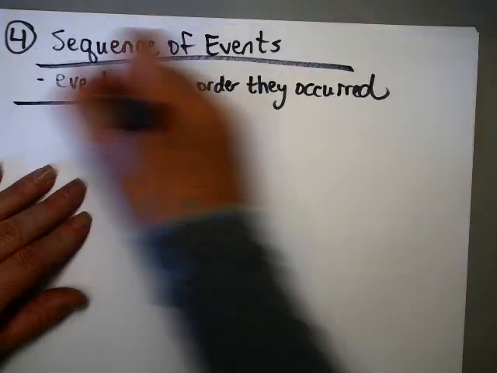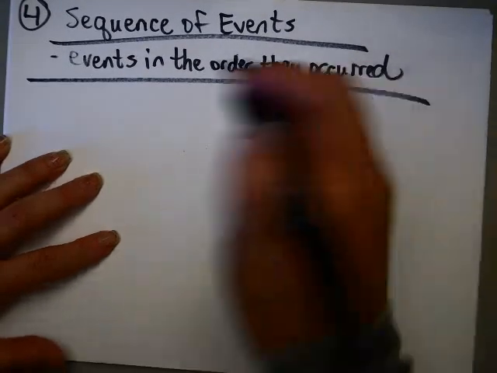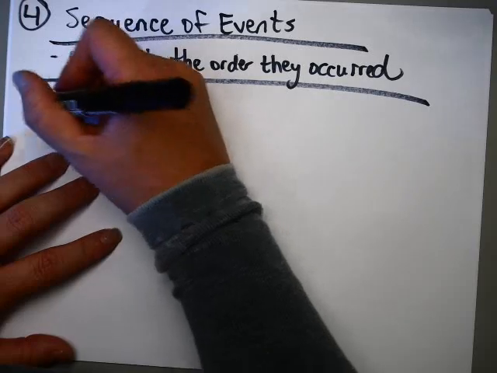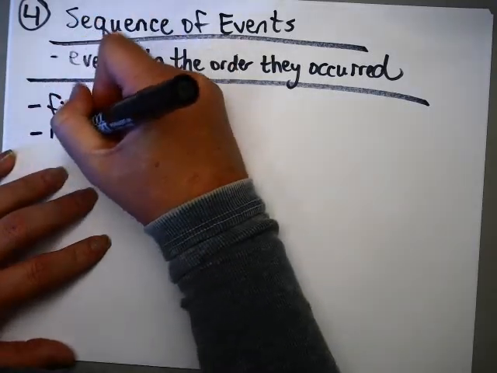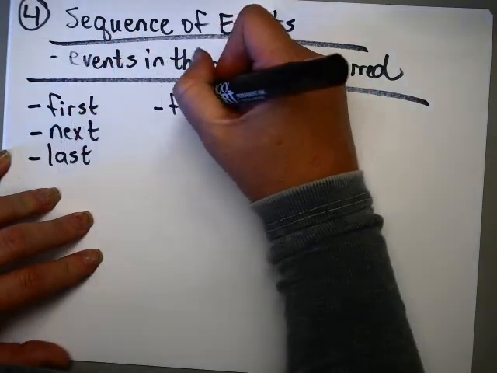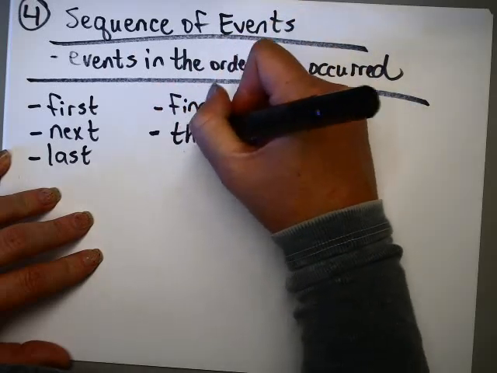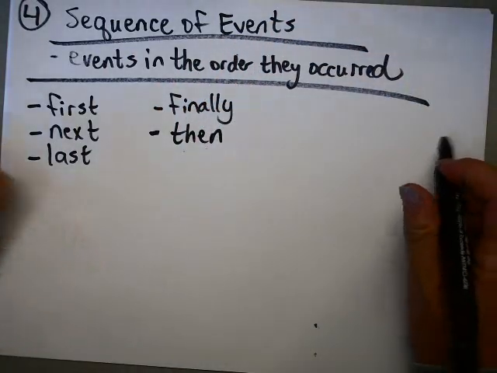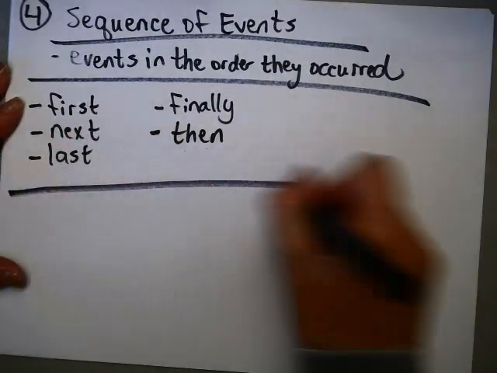Okay, so that's sequence of events. Some people also call this chronological order. It's exactly the same thing. And so with this, you're looking for those transitions such as first, next, last, finally, then. Now really look for those, because sequence of events is going to absolutely use some of these transitions in them.